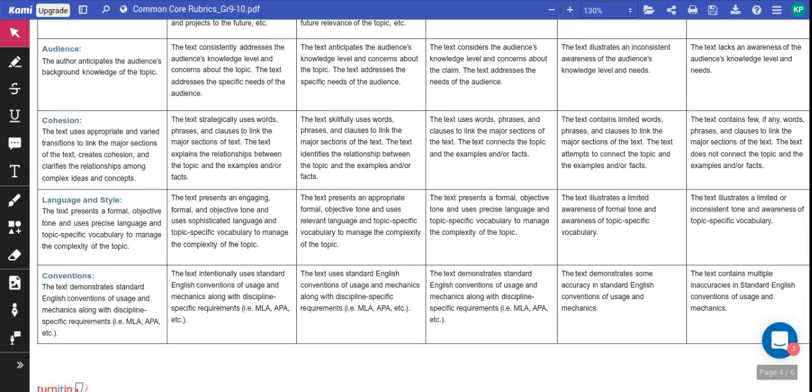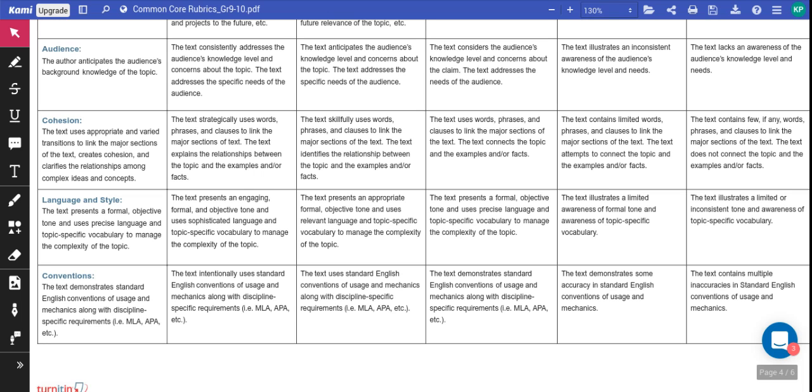Cohesion. This really has to do with transitional phrases, and we'll look at these. Also, you've looked at them in some of your videos, but are you using words and phrases that link ideas together in your writing? And are you explaining the relationship between the topic that you're giving and the examples and facts that you're giving?